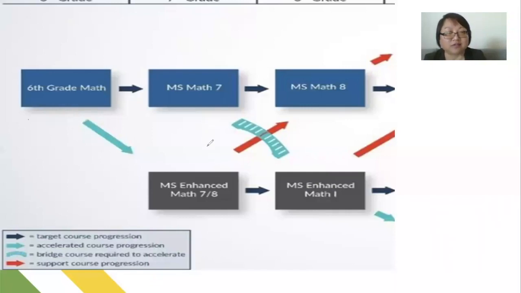When 6th grade students enter into 7th grade, they have two choices for their math classes. Either they can enter into MS Math 7, which is a regular math course, or they can enter into the MS Enhanced Math 7 and 8, which is an accelerated math course, if they meet certain criteria. In this video, we will briefly talk about these criteria to enter into this program, with focusing on 6th grade end of course assessment test.